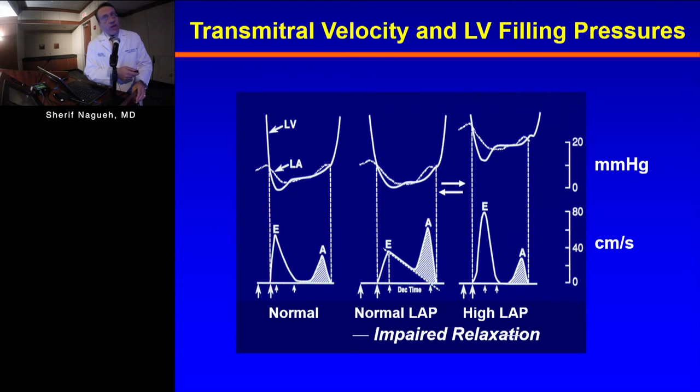To compensate and allow more forward flow, LA pressure rises, and here you get a higher pressure gradient in early diastole compared to the middle phase. The price that the heart pays for this is a higher LA pressure. For patients, this translates to symptoms of pulmonary congestion.